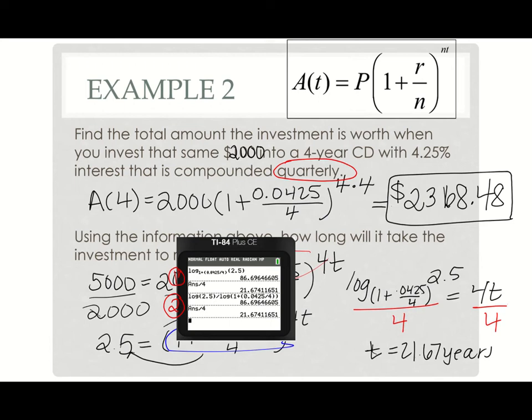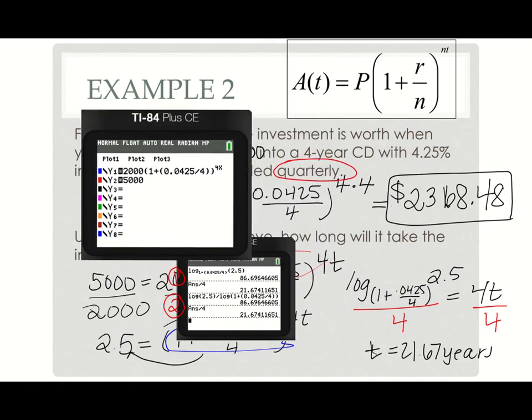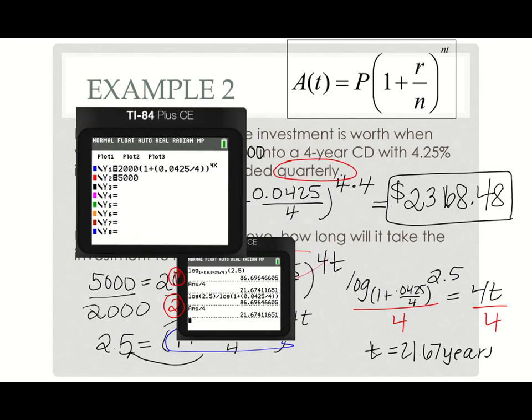Now I could also use my graphing calculator and plug in both pieces to y1 and y2 to solve for my intersection. I want to plug in 5,000 to y1 and then my other portion to y2. When I type that into my calculator, this is what it would look like. I can interchange y1 and y2, so I just plug that in.